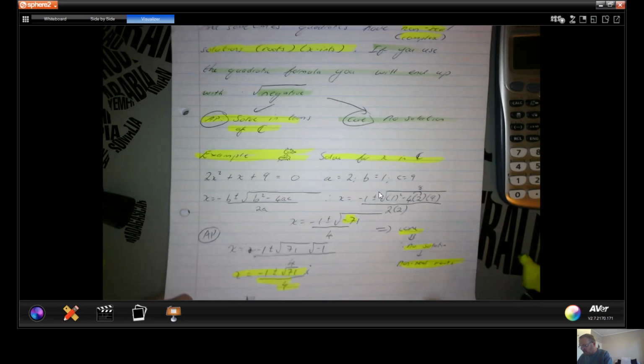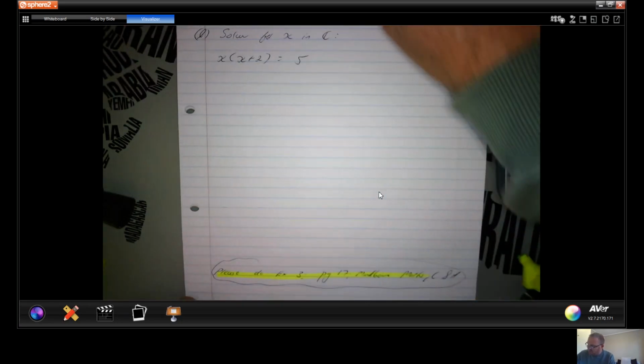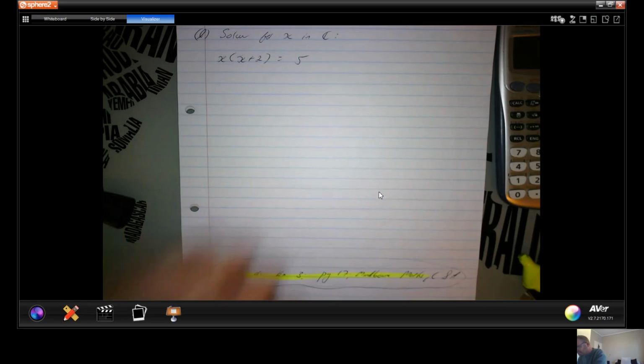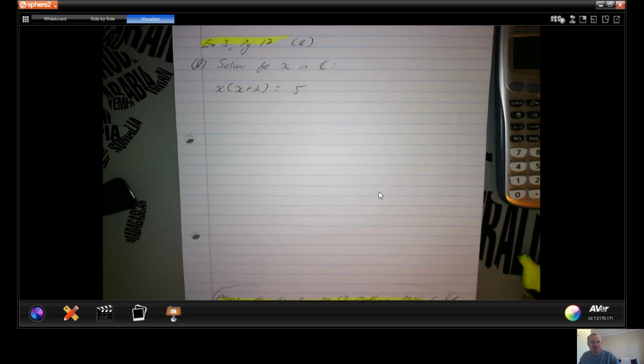So when do we use the quadratic formula? When factorizing is hard, or when you can't factorize. It can be used to find non-real roots, irrational roots, any type of roots actually. Right, so just the last question. It comes from exercise 3, page 17, number L. It says solve for x in the complex numbers, and you've got x times x plus 2 and 5. You obviously won't have to do this one on your own.